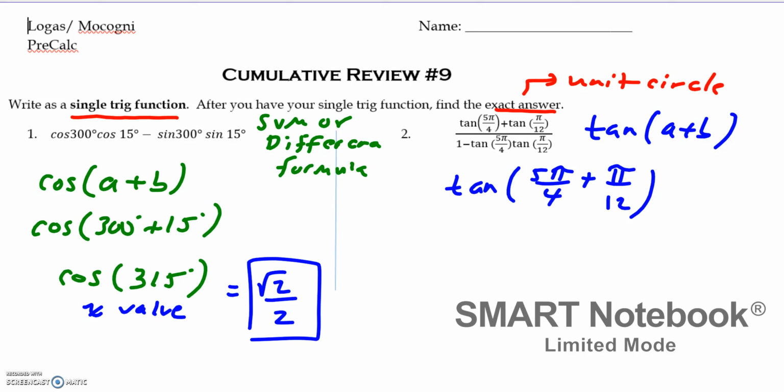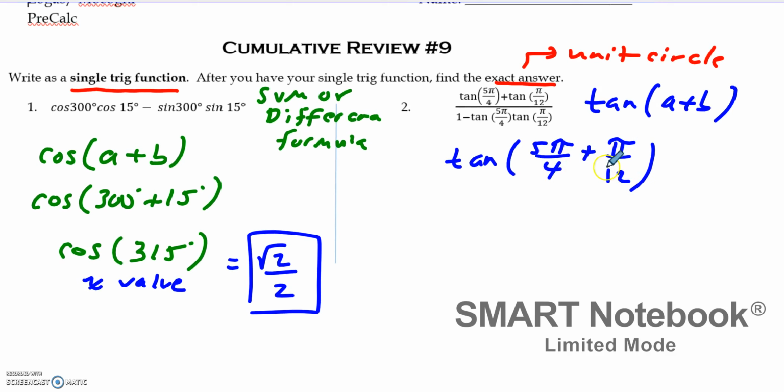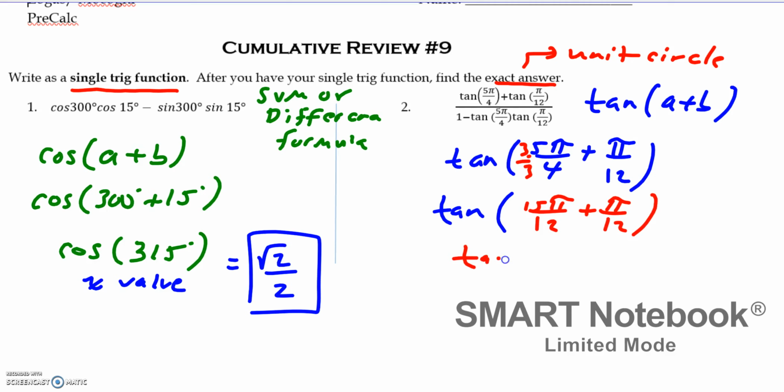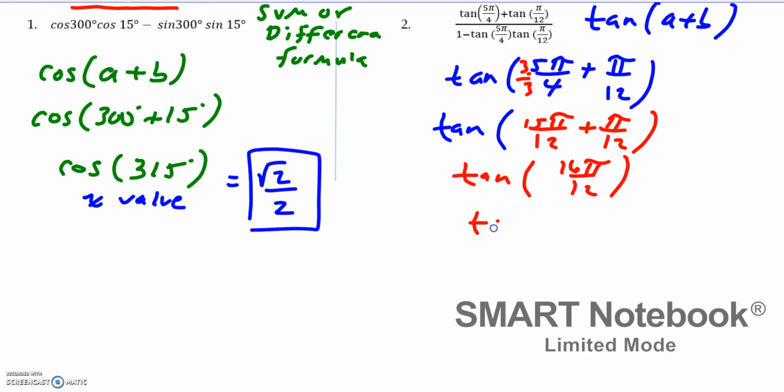Now, in order to use the unit circle, we need this to be an angle that we recognize. So we need to add these two angles in radians with a common denominator. To do that, I need to multiply the first fraction by 3 over 3. So I get 15 pi over 12 plus pi over 12, which would be tangent of 16 pi over 12, which is the same thing as tangent of 4 pi over 3. 4 pi over 3 is on our unit circle.